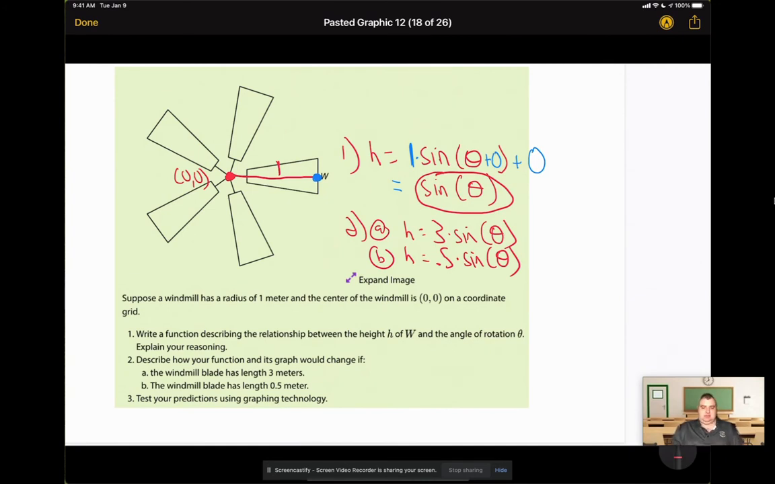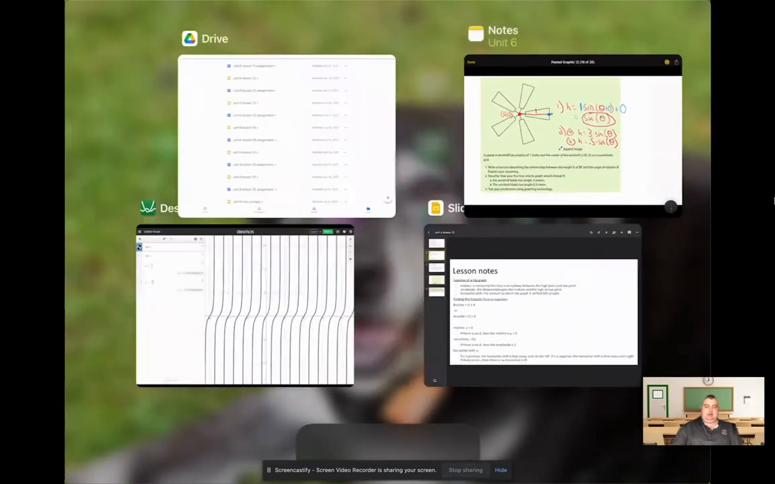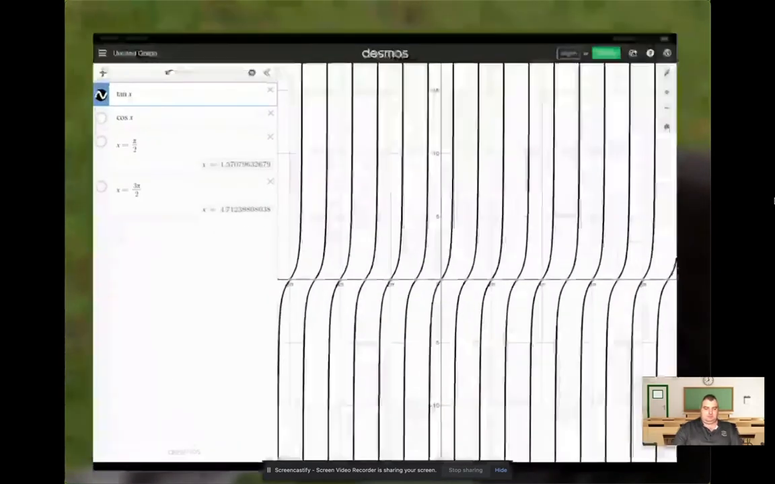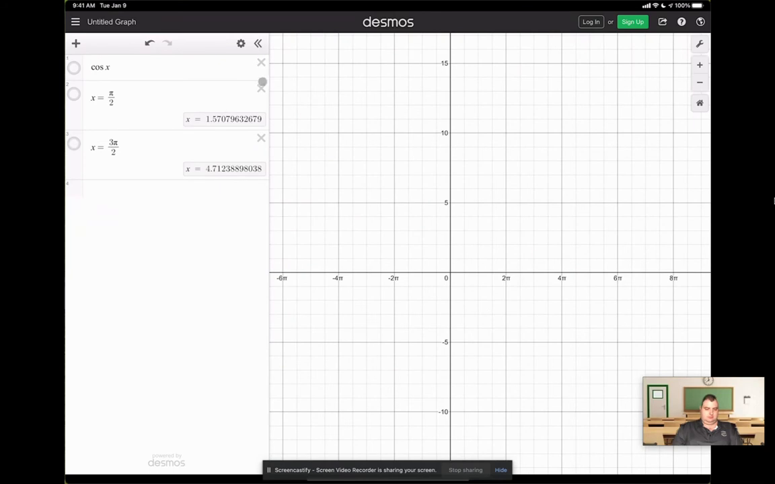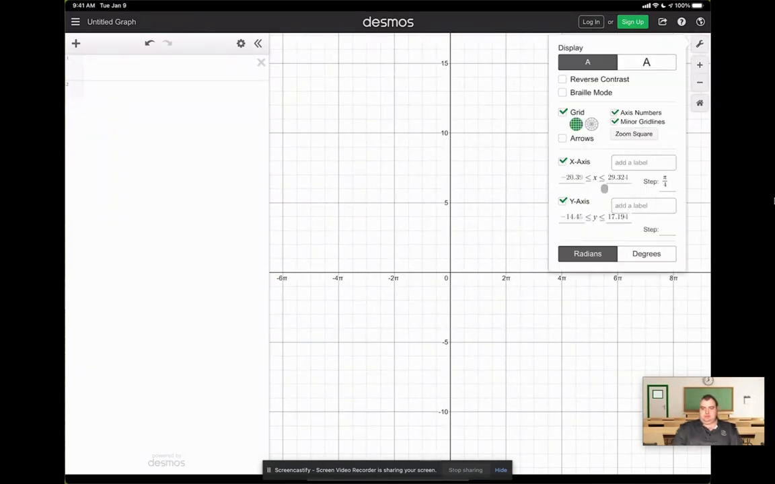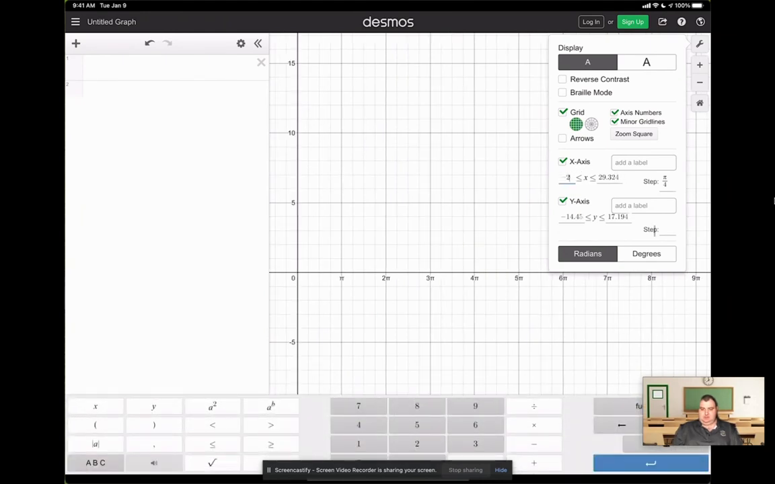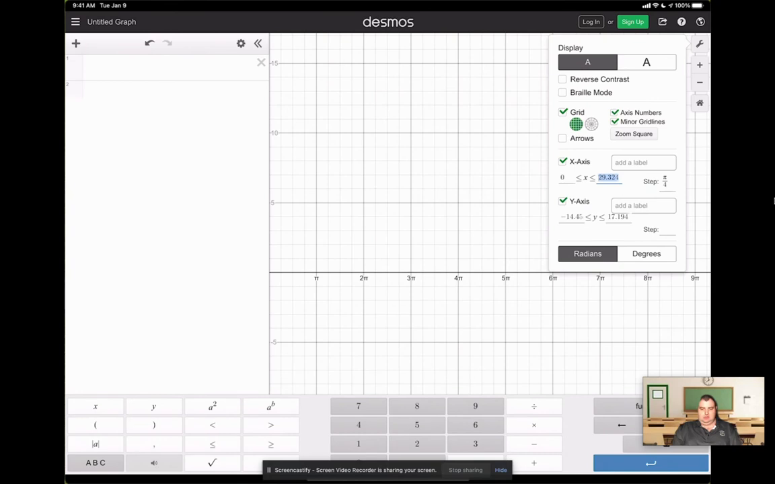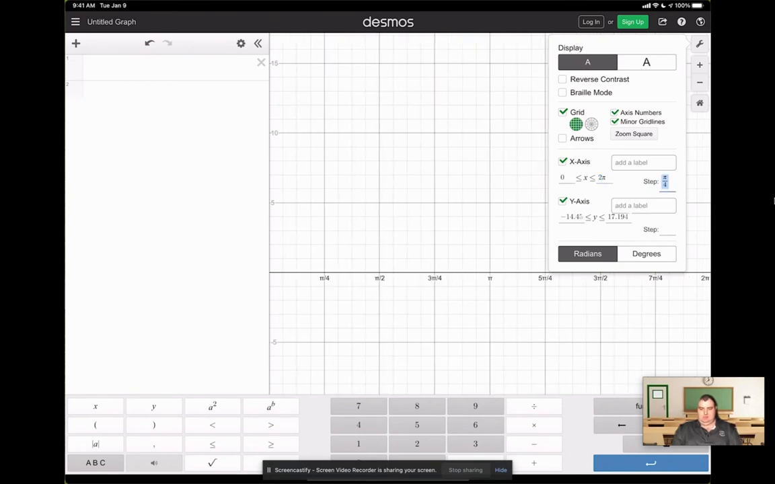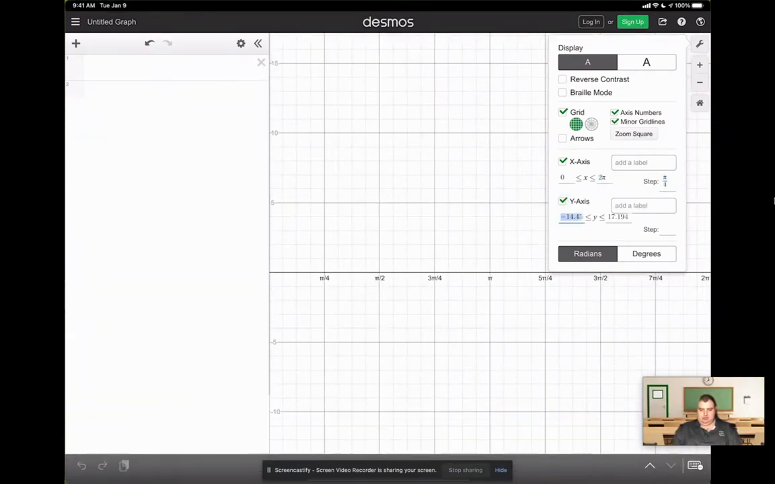Okay, so test your predictions using graphing technology. We're going to graph these on Desmos. We're just going to do our graph between 0 and 2 pi, since that would be 1 full revolution.